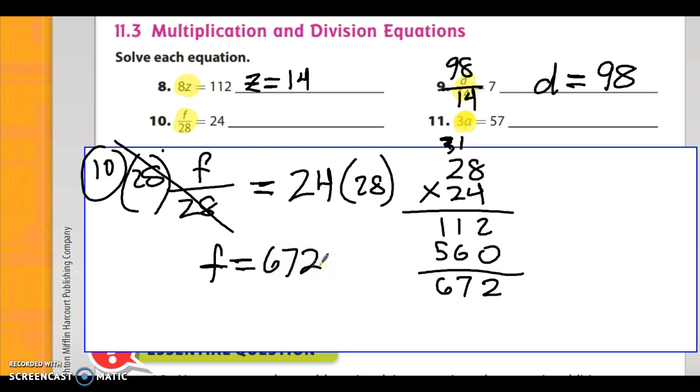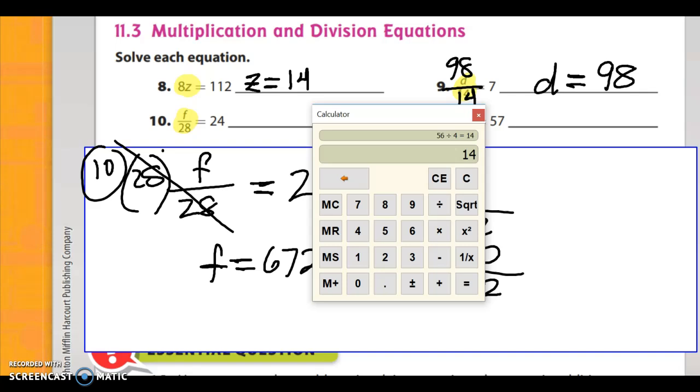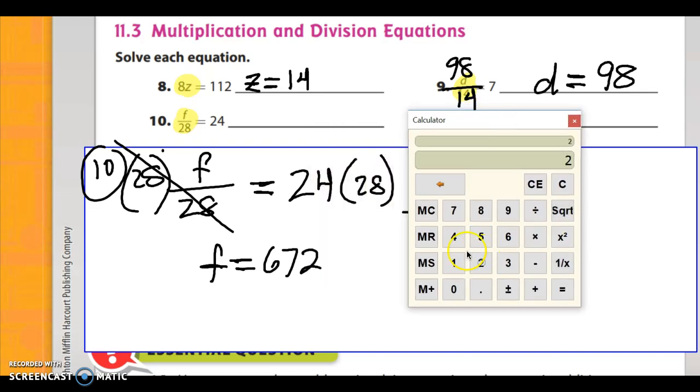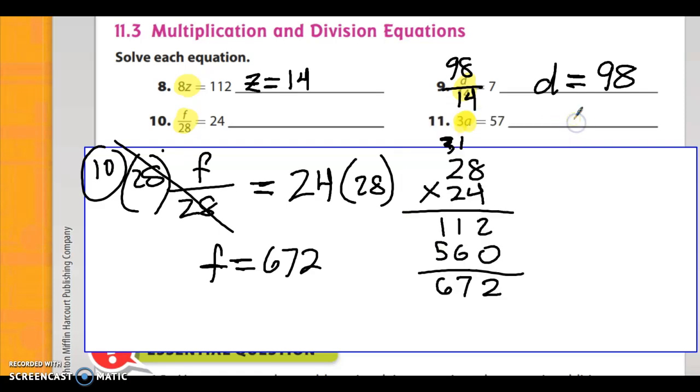And I'm going to check that on a calculator. I can check that one of two ways. I can do 24 times 28, and I want that to be 672. I could also then do 672 divided by 28, and that needs to be 24. It is. F is equal to 672.